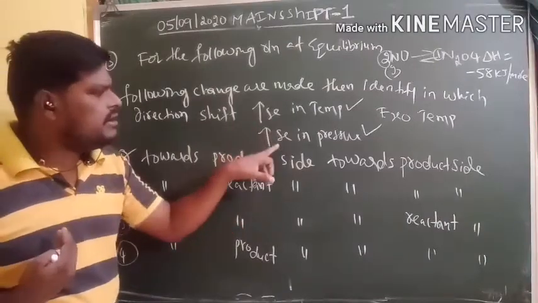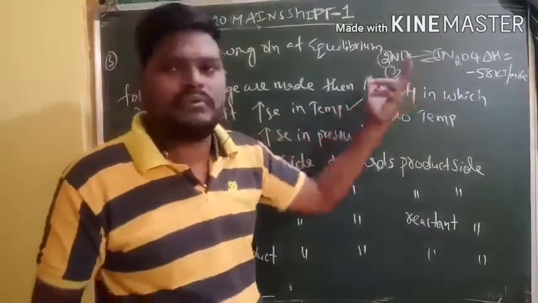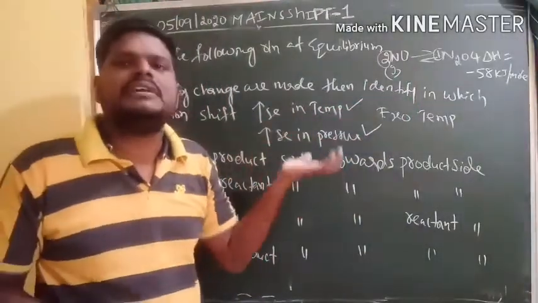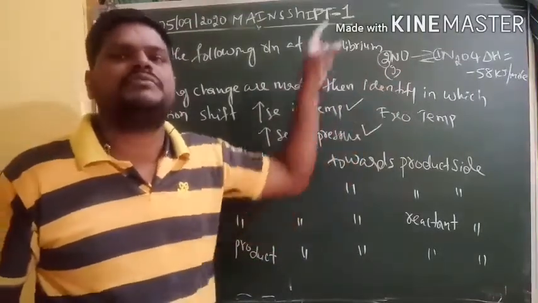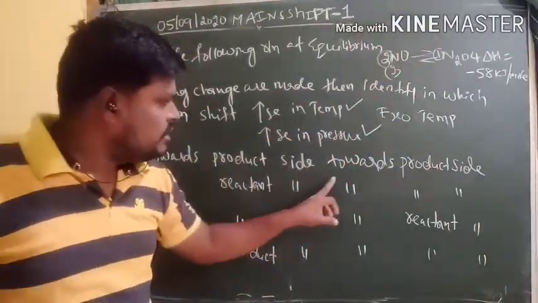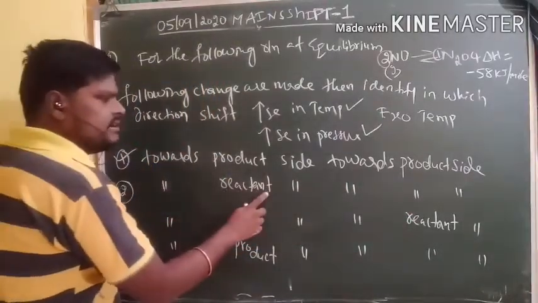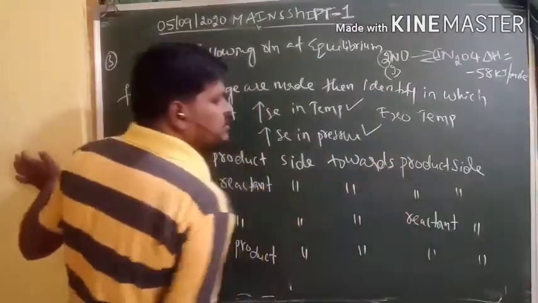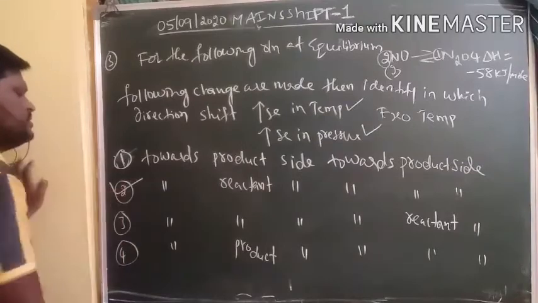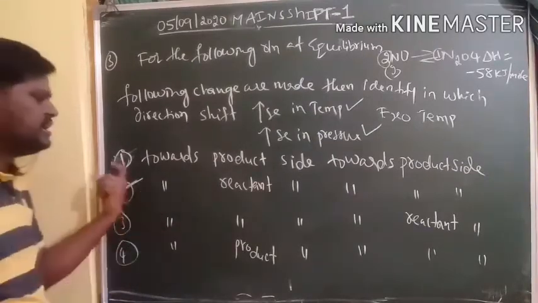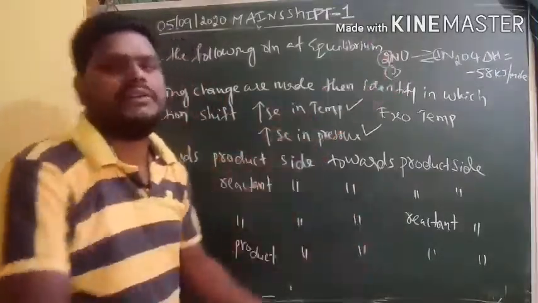The next condition is increase in pressure. Here there are 2 moles on the left and 1 mole on the right, so high pressure moves the reaction in the forward direction, towards the product side. So towards the reactant side for temperature and towards the product side for pressure. That's why the second option is correct.